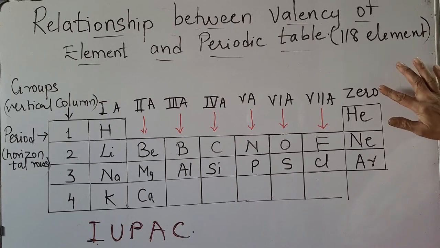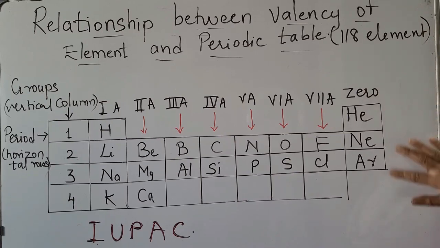Now this last 8 is taken as 0. They do not react. They are noble gases: helium, neon, argon. Argon is the correct pronunciation.